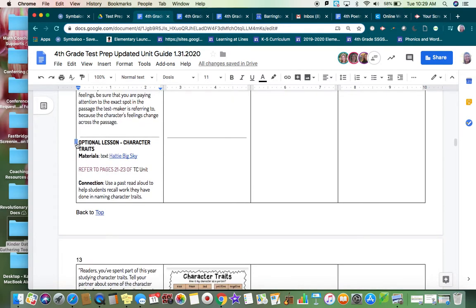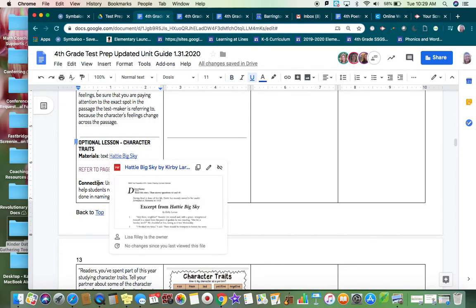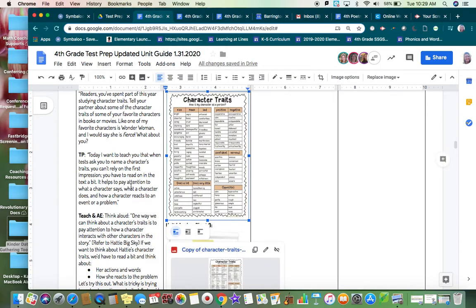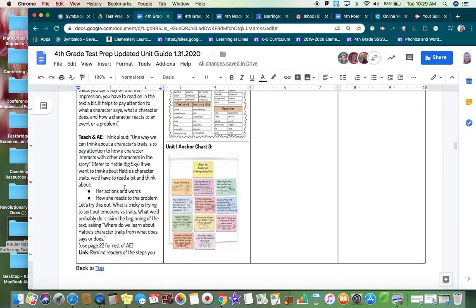And again, on this first day, there's 3 options, just to give you some flexibility. Another option is to talk about character traits. It's the same passage, which is great, so you don't have to take time to reread that passage. But here are some other tools and the links to help students understand how to explain a character trait or identify that within the text.